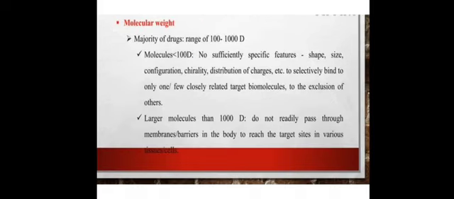Then molecular weight. The majority of drugs range from 100 to 1000 Dalton. Molecules less than 100 Dalton have no sufficiently specific features, such as shape, size, configuration, chirality, distribution of charges, etc., to selectively bind to only one or few closely related target biomolecules to the exclusion of others. Larger molecules than 1000 Dalton do not readily pass through membranes or barriers in the body to reach the target sites in various tissues or cells. Therefore, the majority of drugs range from 100 to 1000, not less than 100 or not more than 1000 Dalton. That is the optimum.